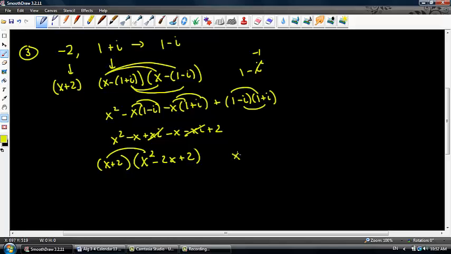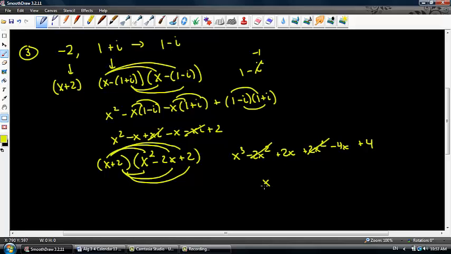Again, x to the third minus 2x squared plus 2x plus 2x squared. Ooh, this is kind of a neat problem. Minus 4x plus 4. Those are gone. X to the third minus 2x plus 4 looks like my polynomial.